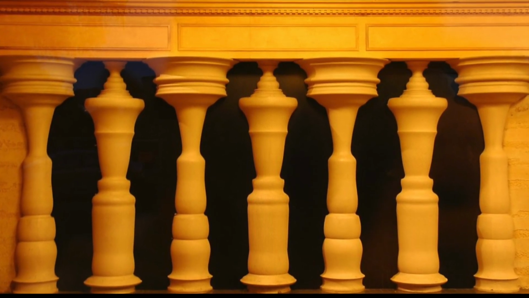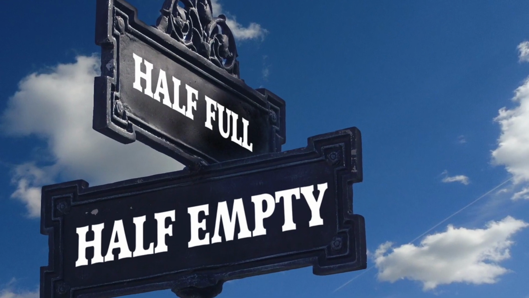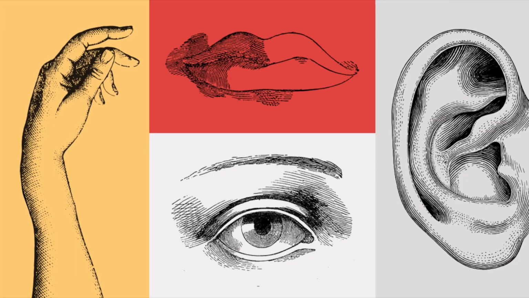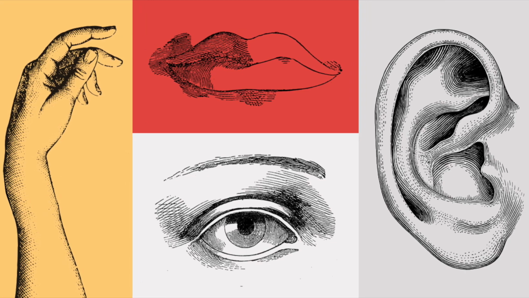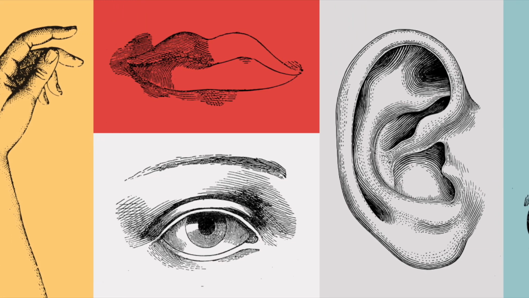Look at this photo and think about what you see. Perhaps a few chess pieces, maybe a few people, or maybe even both. The differences in interpretation are due to perception. Before we can perceive the world around us, we must first take in environmental stimuli.